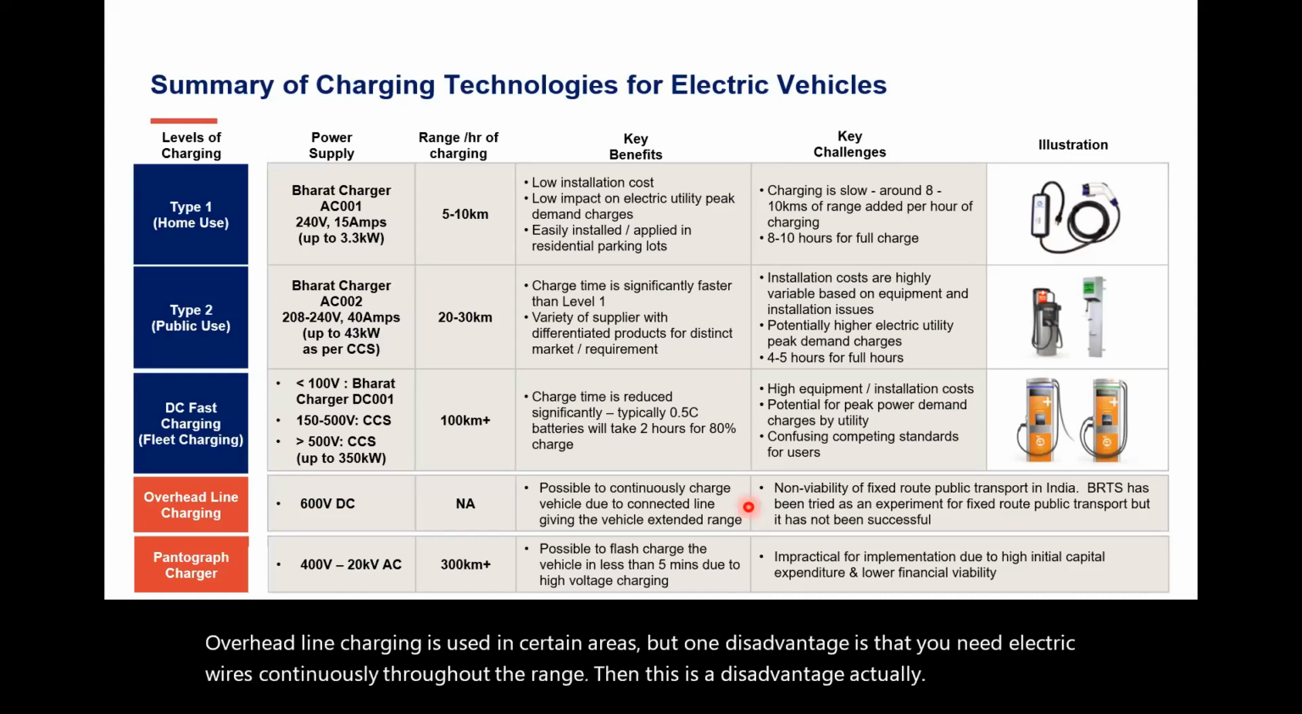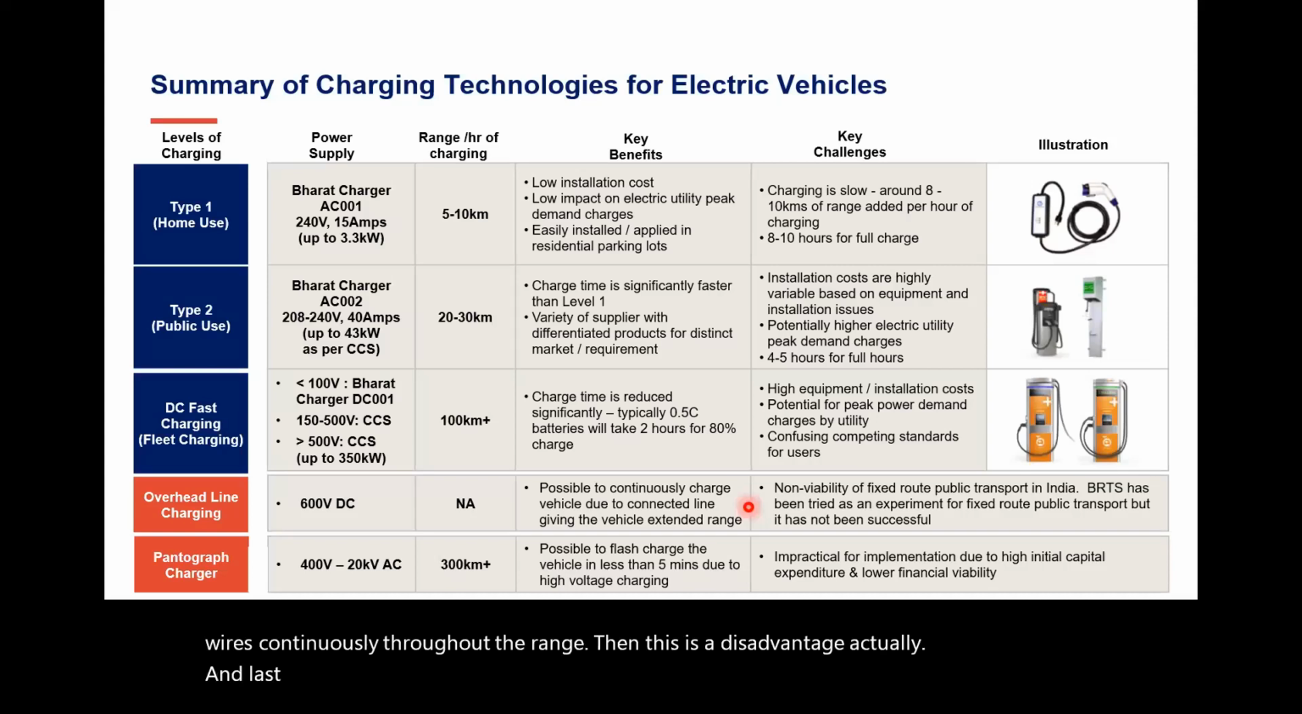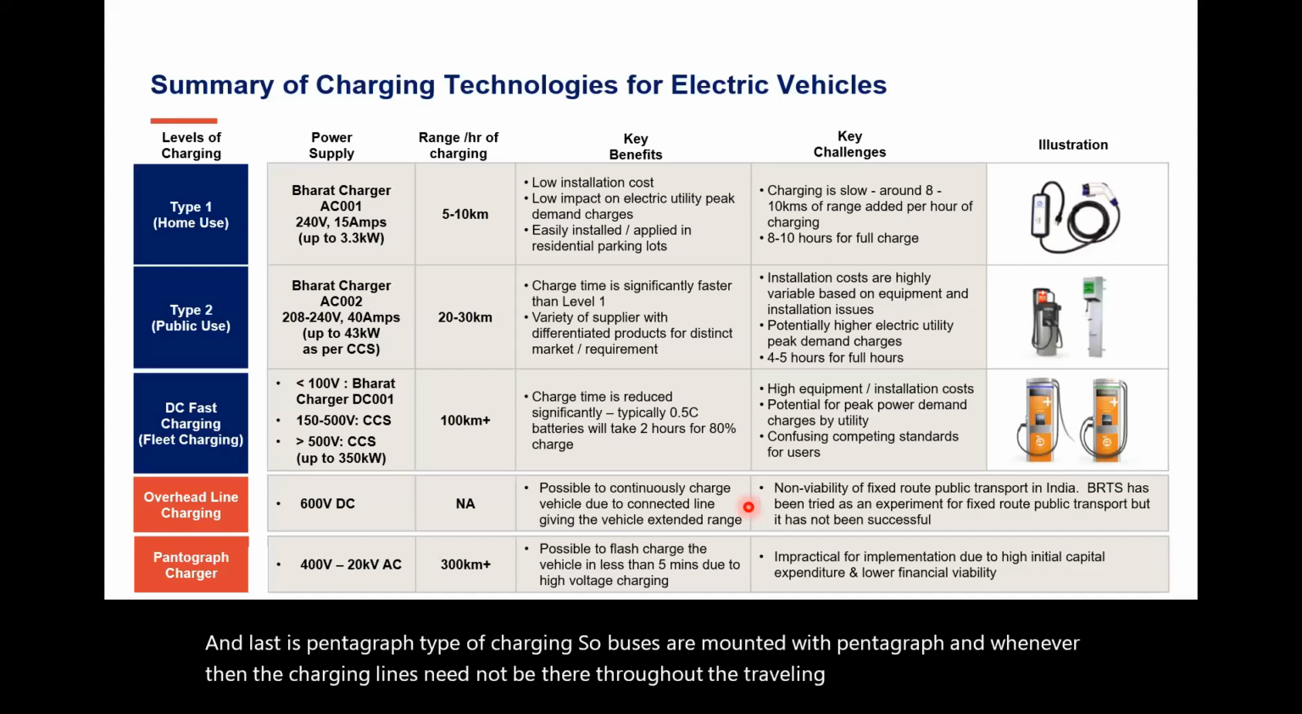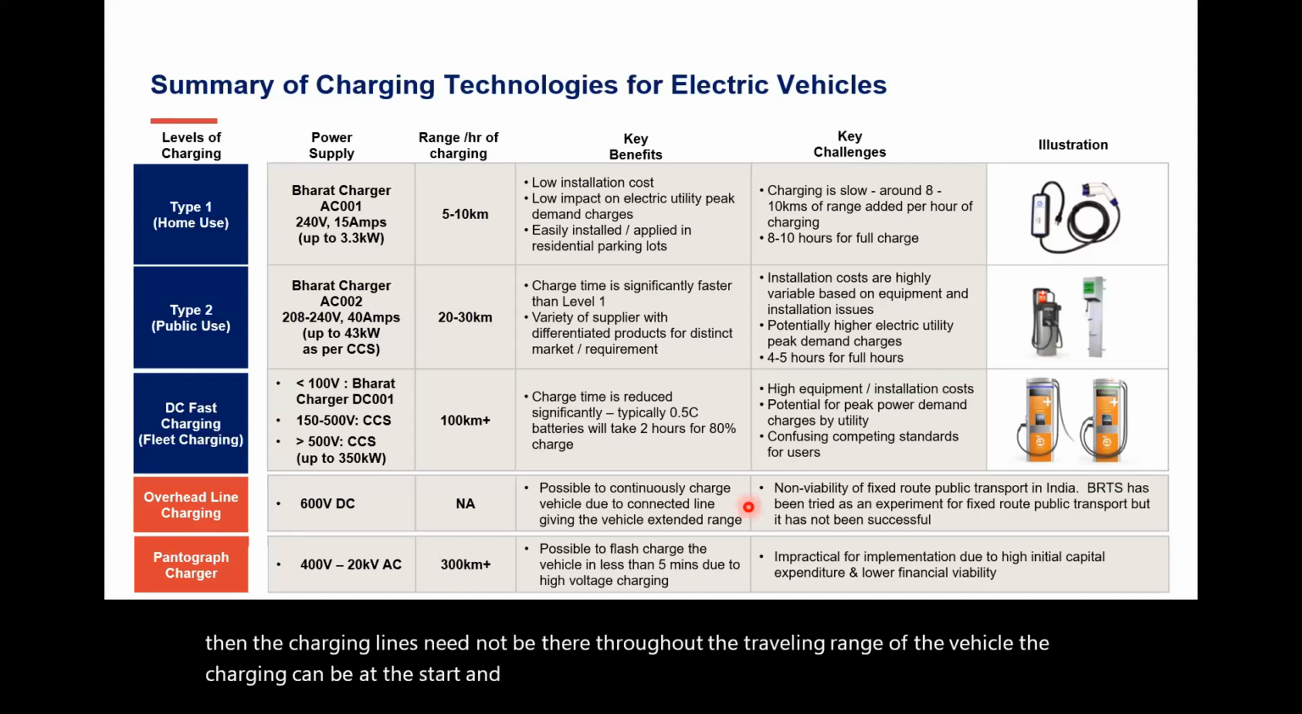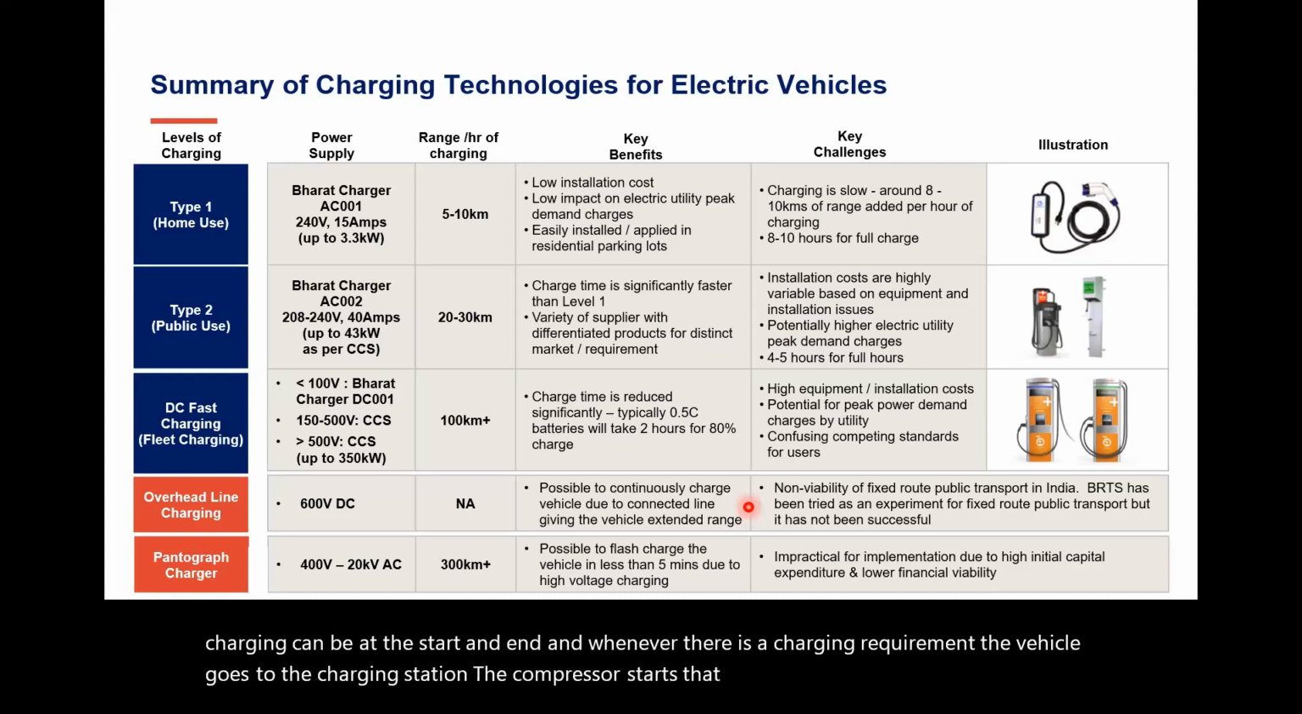And last is pantograph type of charging. So buses are mounted with a pantograph, and then the charging lines need not be there throughout the traveling range of the vehicle. The charging can be at the start and end, and whenever there is a charging requirement, the vehicle goes to the charging station. The compressor starts, the pantograph is lifted, the vehicle gets charged, and then the pantograph comes down.